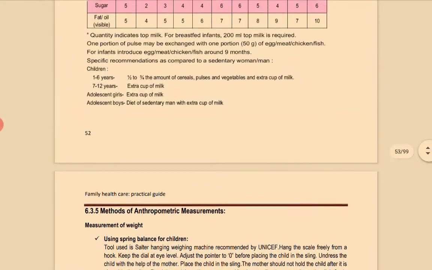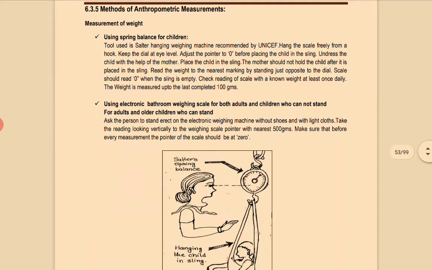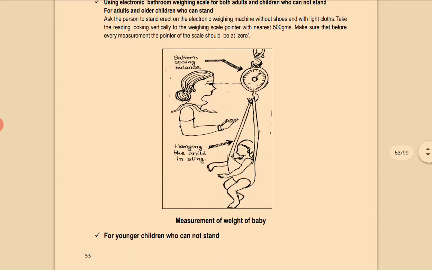Okay, so for weighing the child, it is a Salter hanging machine which is used. Hang the scale freely from the hook, keep the dial at eye level, adjust the pointer at 0, and be very careful. We do not use this anymore because we have got more sophisticated machines, and avoiding the parallax error, you have to take the weight of the child.